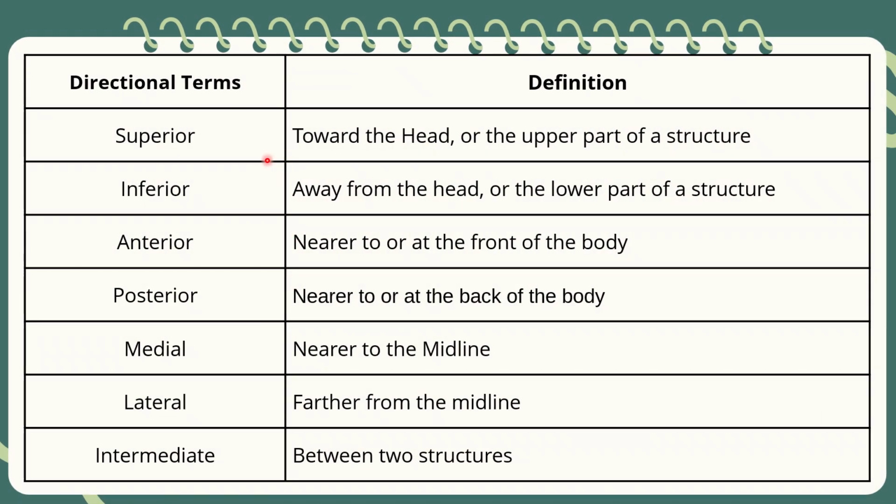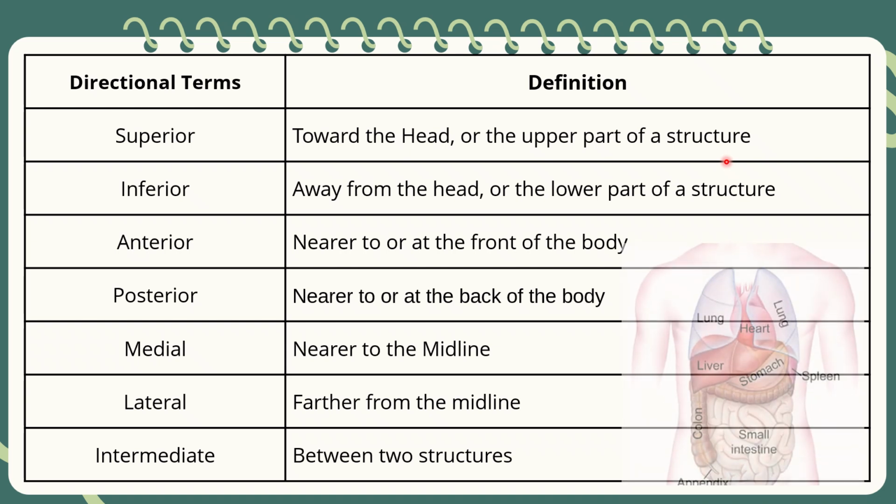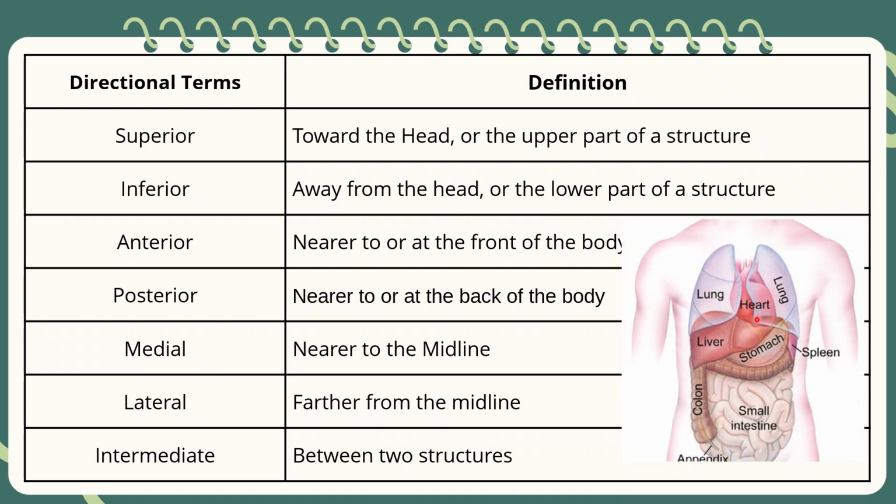Next, some directional terms and their definitions. First, superior. Superior is defined as towards the head or the upper part of a structure. For example, we can say that the heart is superior to our liver. Here you can see this is the heart, this is the liver. The heart is at an upper position than the liver.